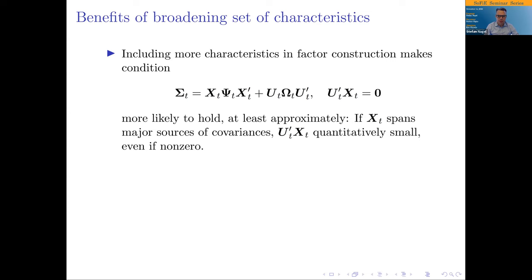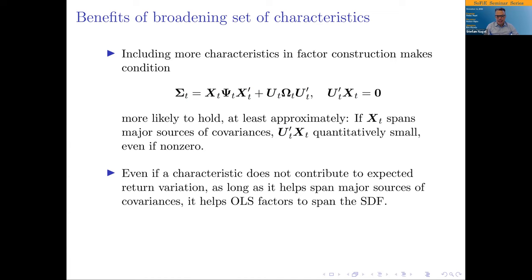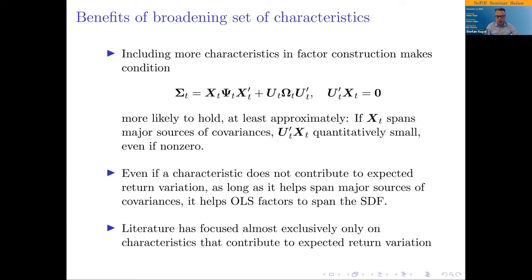It also tells us that adding characteristics can be useful even if these characteristics do not contribute to expected return variation. Because the fact that a characteristic helps you clean up the covariance matrix and get closer to this condition holding should help these factors span the SDF. And that's something we also want to investigate more empirically. We haven't done this yet, but the literature typically focuses mostly on characteristics that contribute to expected return variation, while there seems to be scope for improving factor models by also including characteristics that just help with this covariance condition, even without contributing to expected return variation.